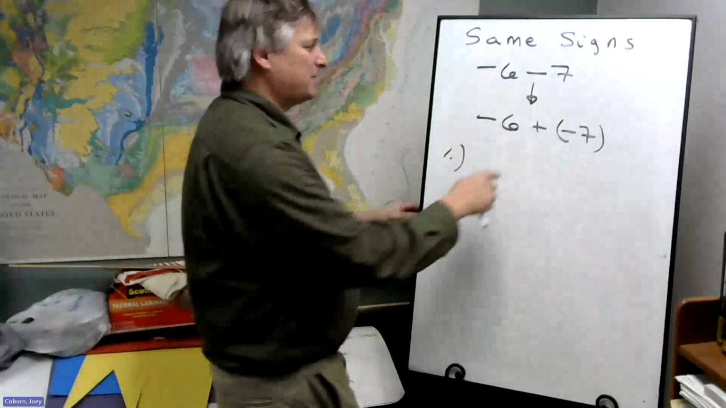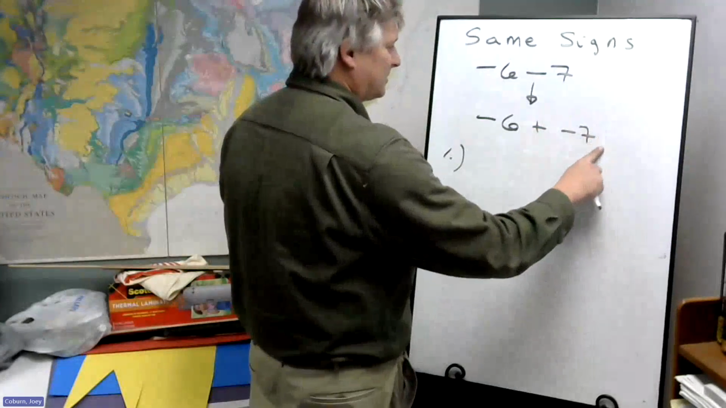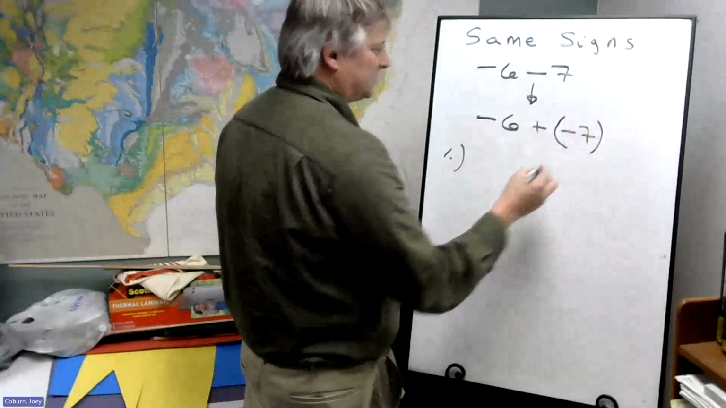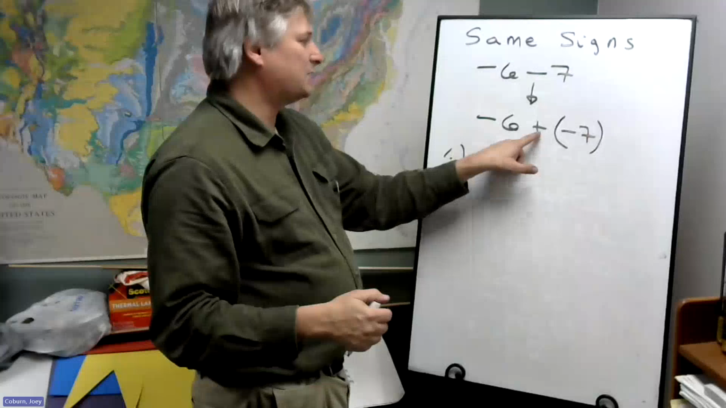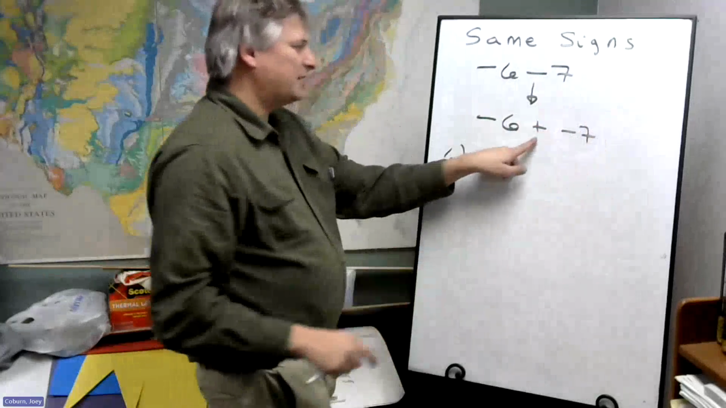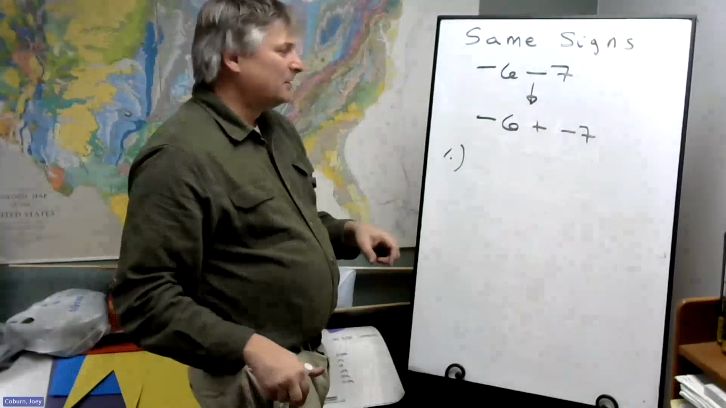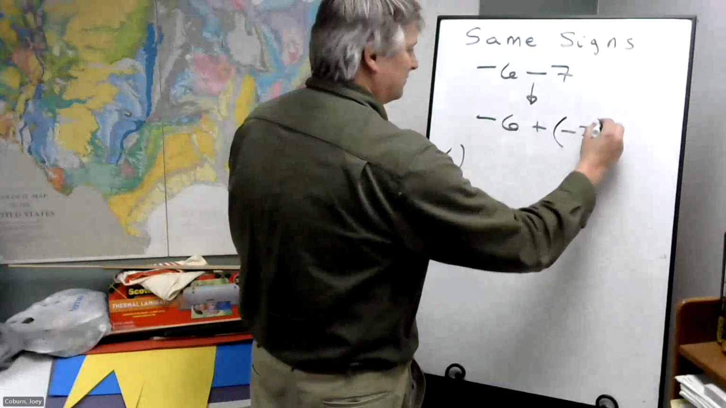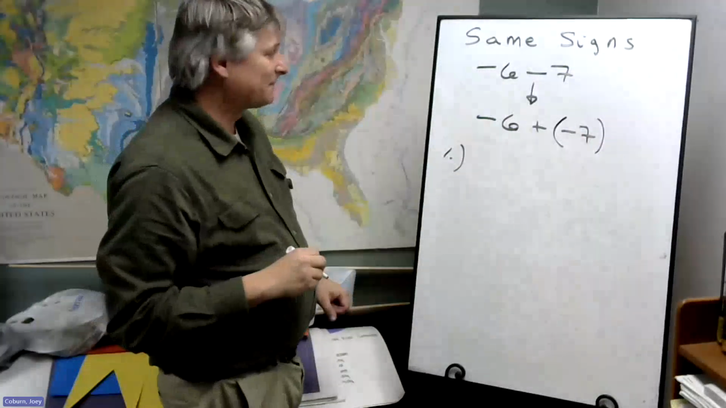Now I should mention the parentheses here. Sometimes they're here, sometimes they're not. They sometimes appear just to emphasize this is plus a negative number instead of plus subtract a 7. So to emphasize this is actually a -7, put parentheses around it.